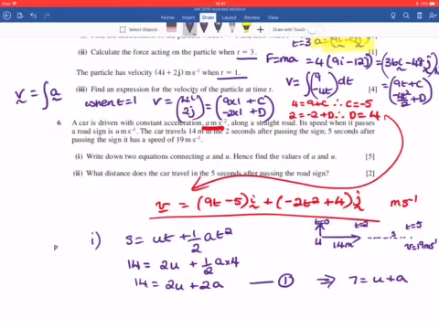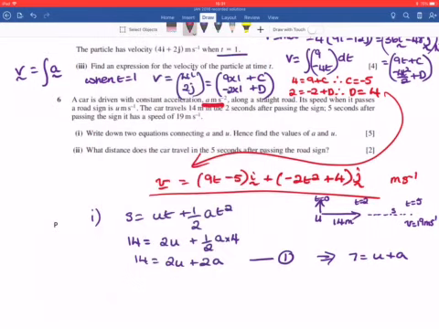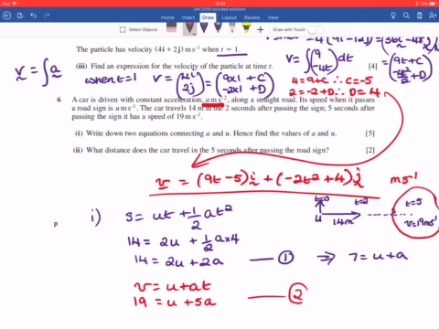For the second bit, I know the velocity, and I've got the time and the acceleration, so I'm going to use v equals u plus at, because I know that it's doing 19 metres per second at this point. So 19 equals u plus 5a, because the time is 5. And we know the acceleration is a, so that's my second equation.